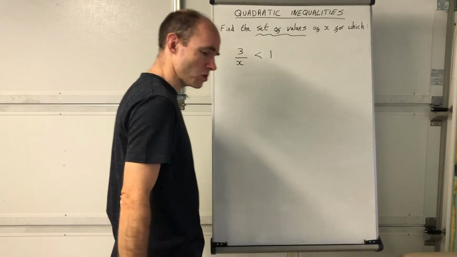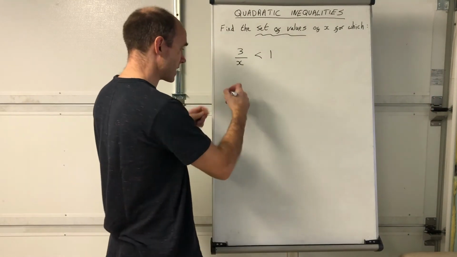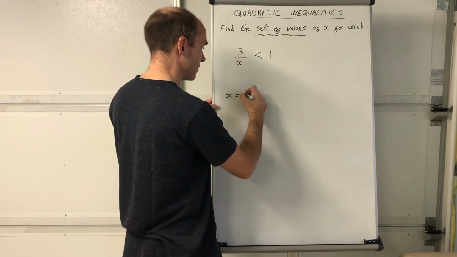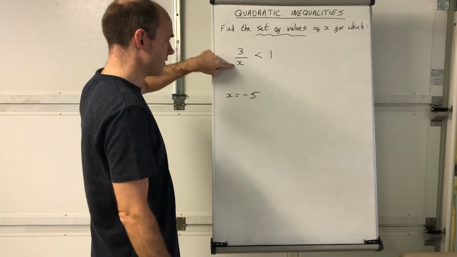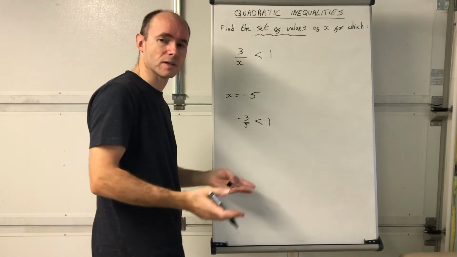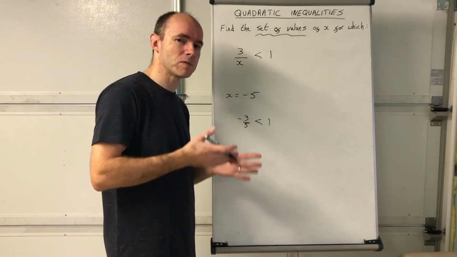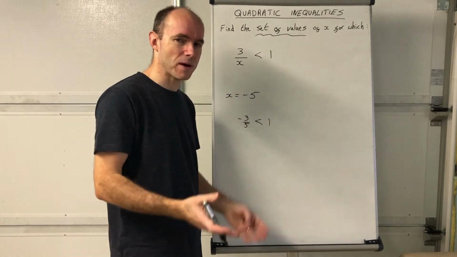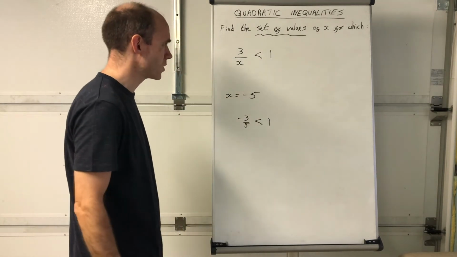Because what I'm going to do is I'm going to show you quite simply why that's not going to work. Well, suppose x is equal to -5, for example. Then you've got 3 over -5, that's -3/5. Of course, it's less than 1. So that's a possible solution, isn't it? But if you're multiplying both sides of an inequality by a negative value, the inequality no longer holds. The inequality no longer holds.